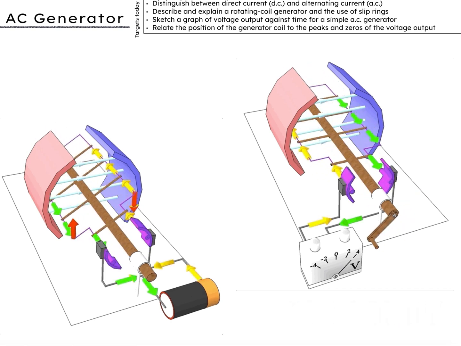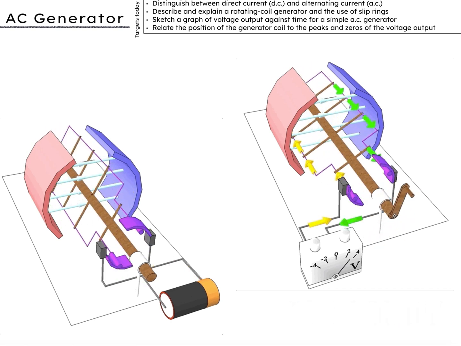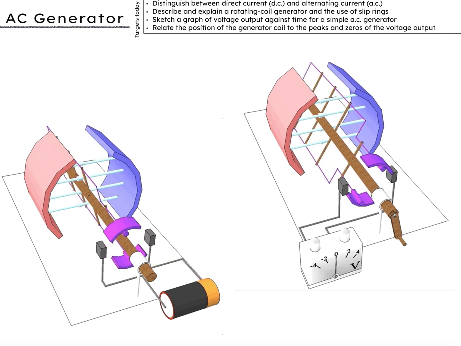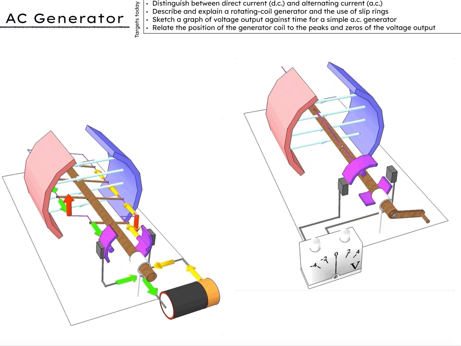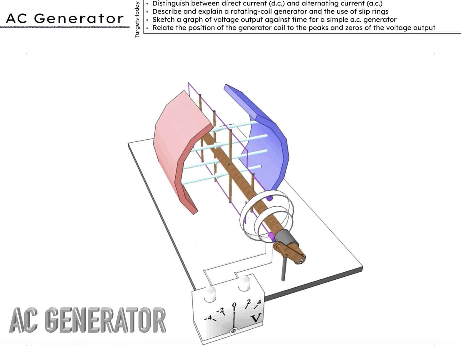If that's not clear, go and review it, as I'm going to move on now to the new model, the AC generator, the alternating current generator. First off, spot the difference. What has changed from the DC version? This is thinking time.